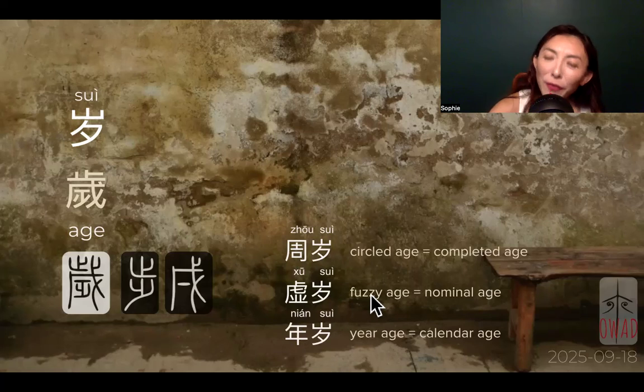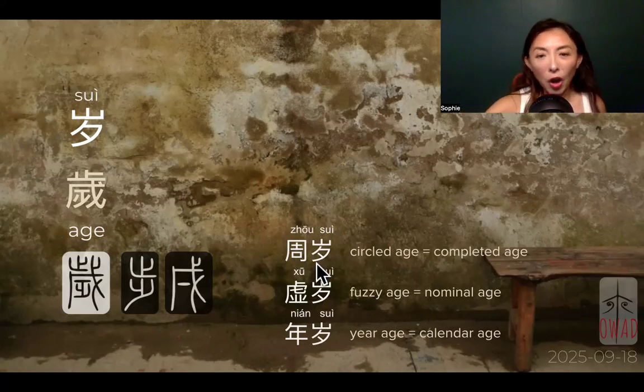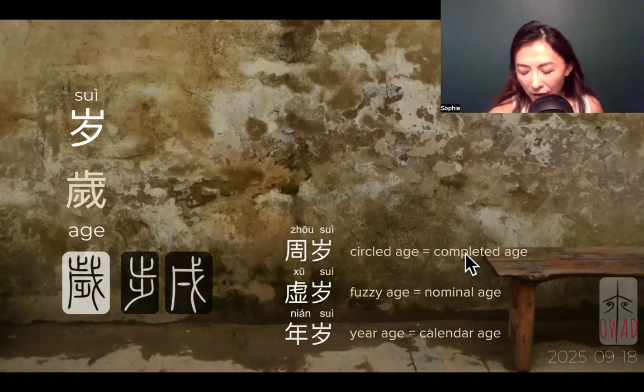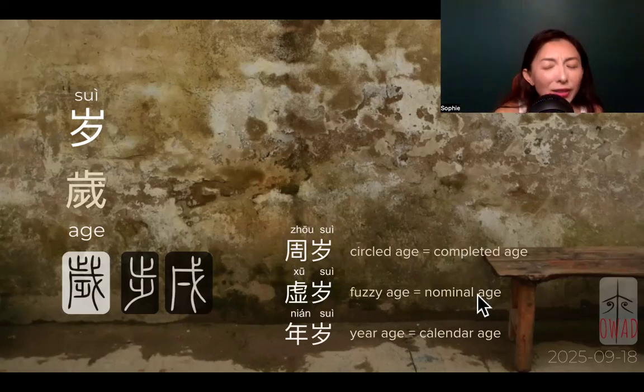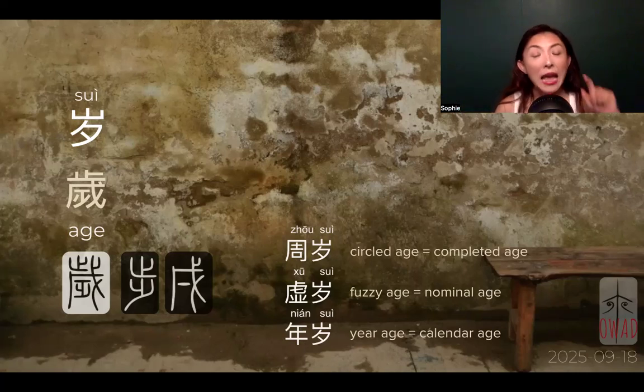虚岁, I translate it as a fuzzy age because it doesn't strictly go by the completed age. 虚岁 is more like, Google translation gives it as a nominal age. Why is it nominal? Because it's not real age in the sense that you finish X number of years and then you count it as age X. This is an artificially inflated age, counting your womb time, embryo time.